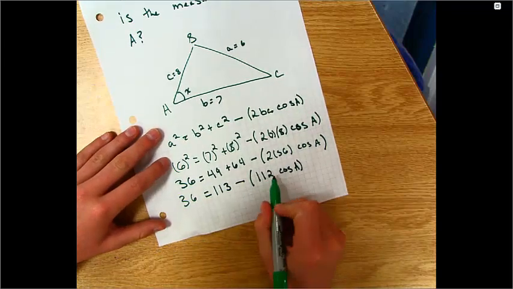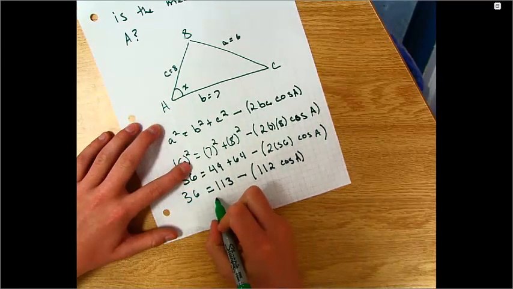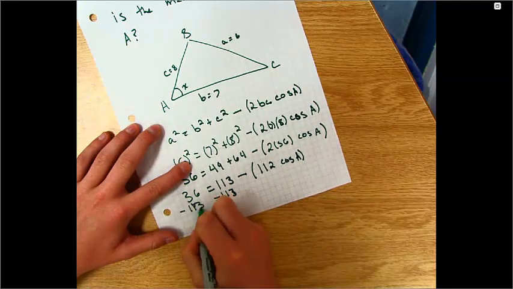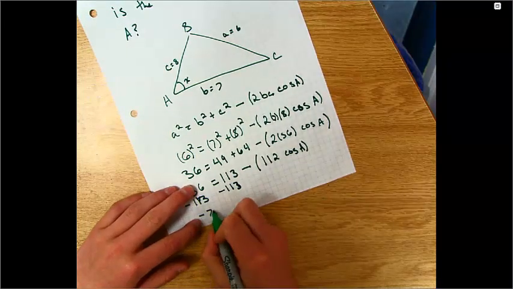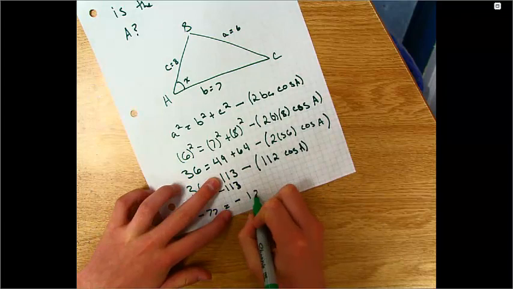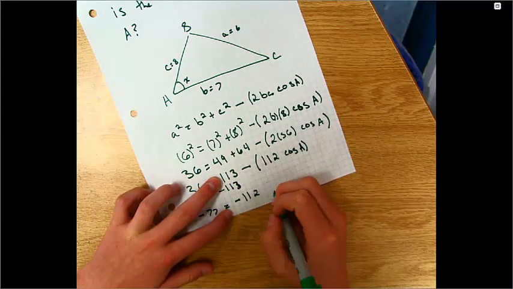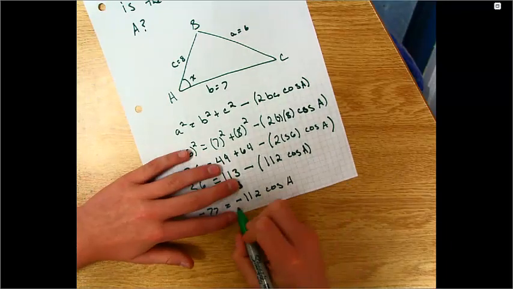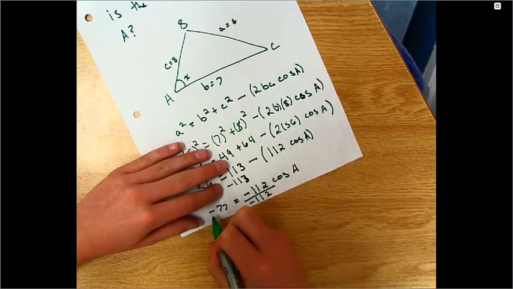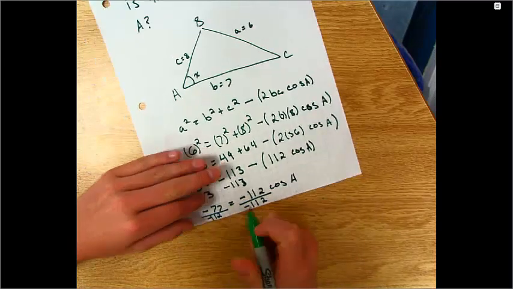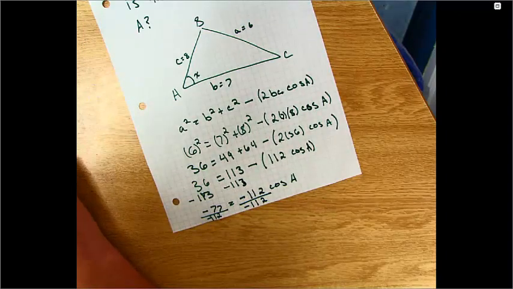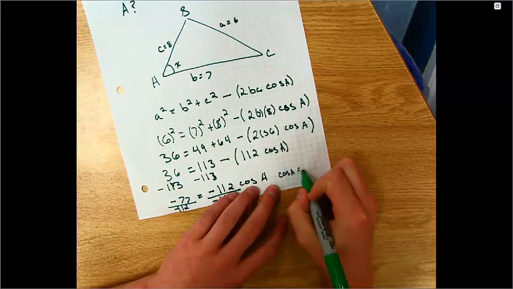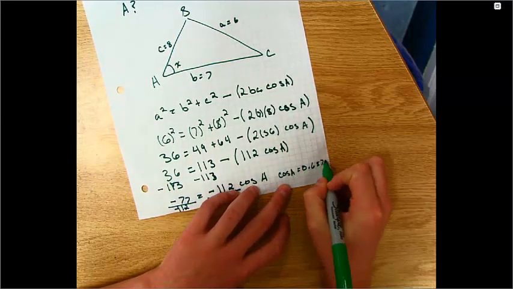And then you want to get cosine A by itself. So you subtract 113 over, minus 113, and get negative 77 equals negative 112 cosine A. And then again, you want to get cosine A by itself, so you divide by negative 112, and so cosine A is equal to 0.6875.